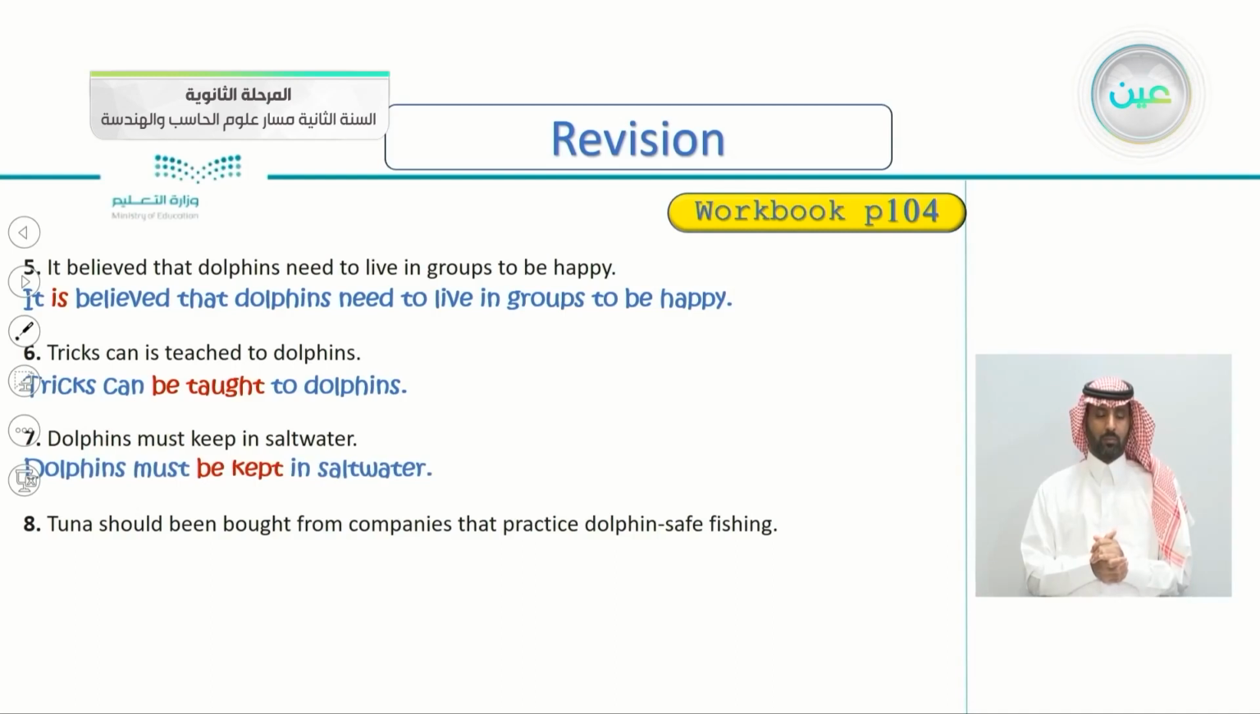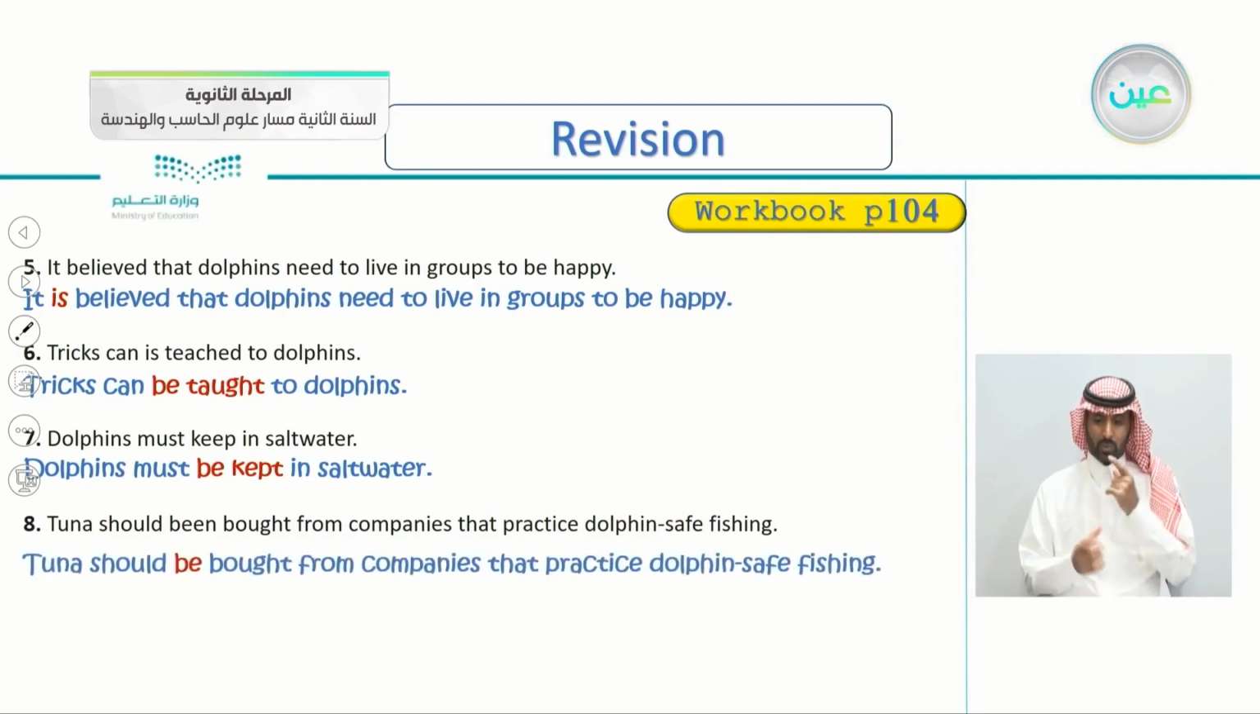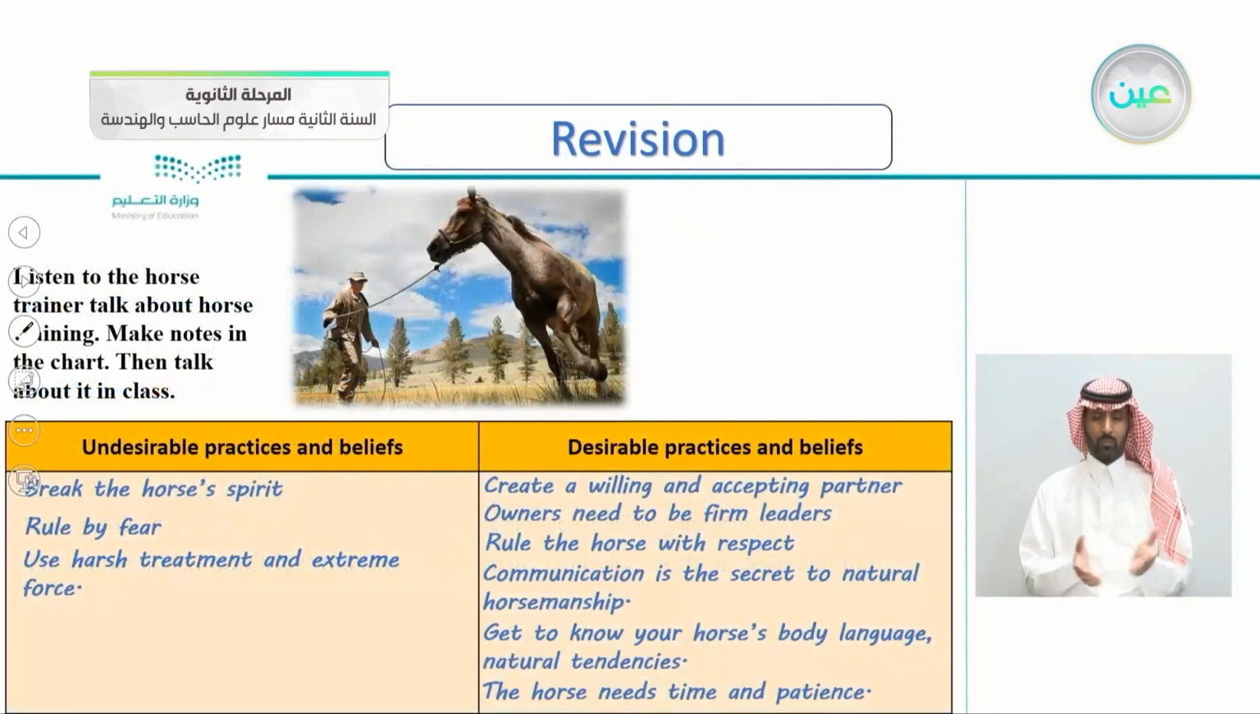Number 8: "Tuna should be bought from companies that practice dolphin safe fishing." So very good. Tuna should be bought. And this is what we have studied previously in our listening.